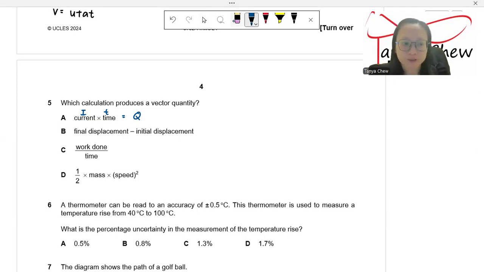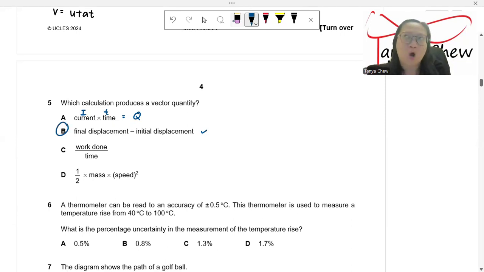What about final displacement minus initial displacement? That is a change in displacement. Because displacement is a vector quantity, therefore the change in displacement is also a vector quantity. I'll say yes to B, but I'll prove C and D are wrong.